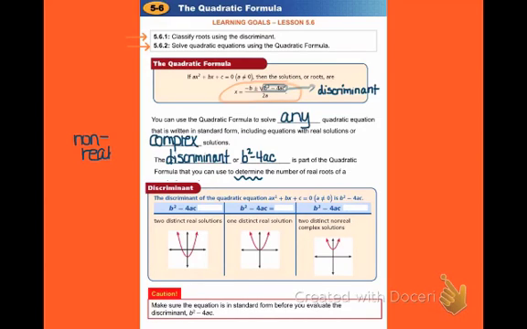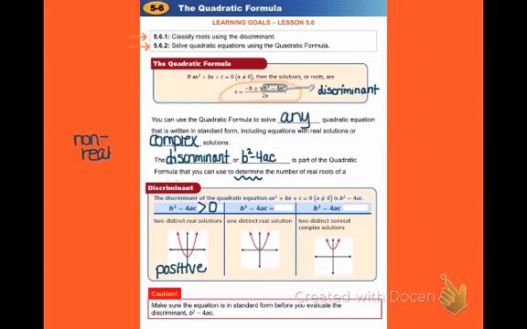This table details it. The discriminant of the quadratic function ax squared plus bx plus c equals 0 is b squared minus 4ac. If b squared minus 4ac is greater than 0, in other words, if you get a positive number, then you have 2 distinct real solutions. So if you get a positive discriminant, the graph is going to cross the x-axis 2 times. There's going to be 2 distinct real solutions.